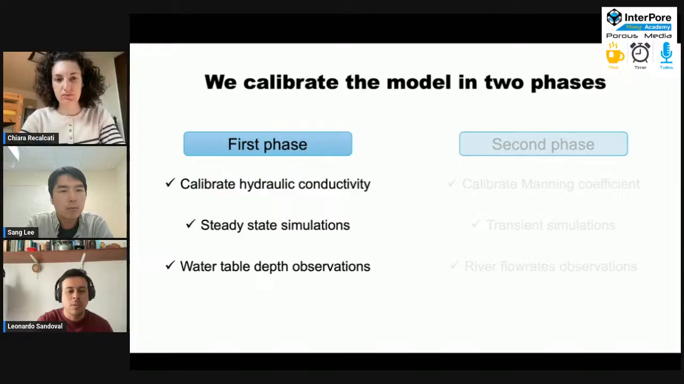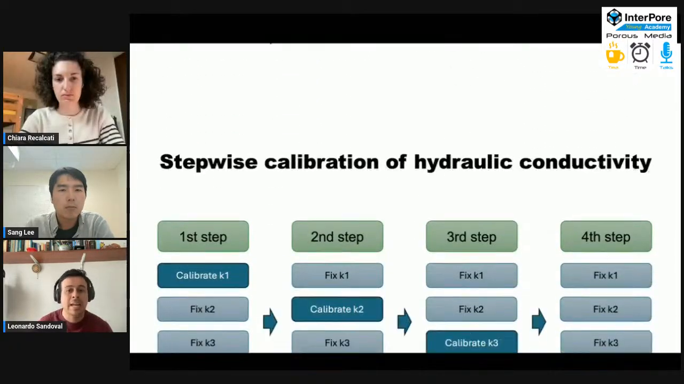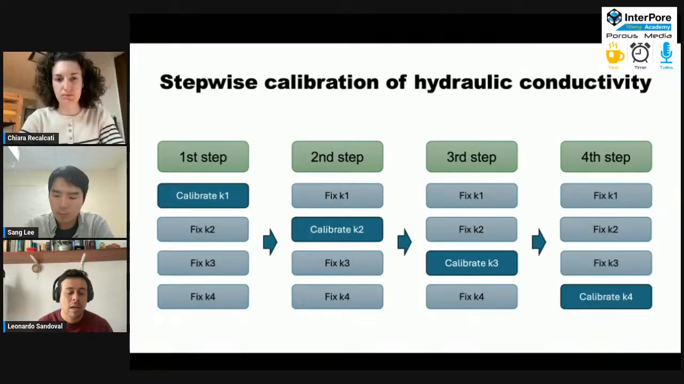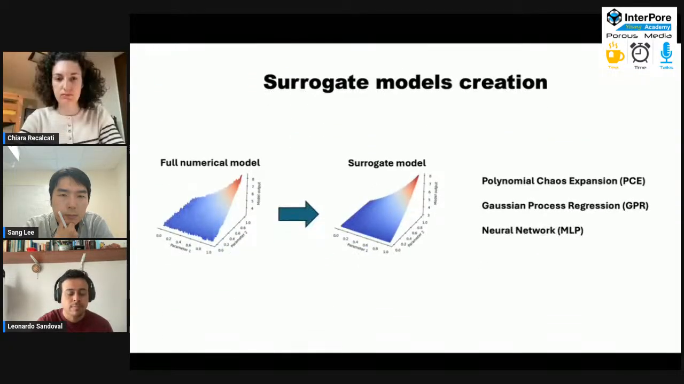So for this first phase, we decided to conduct this calibration following a stepwise calibration strategy. So in a stepwise calibration strategy, you calibrate by steps. And in each step, you are going to calibrate one of your parameters by keeping all the other parameters constant. The second step, you are going to calibrate another parameter, keeping the remaining parameters constant, and so on and so forth. This is the strategy that we follow.